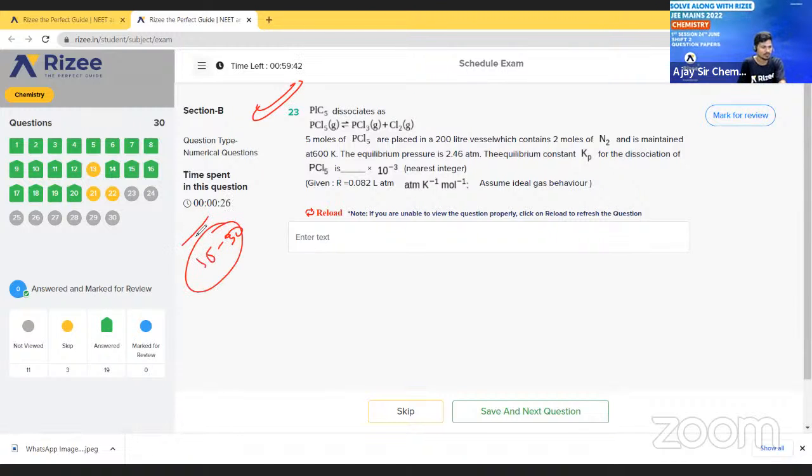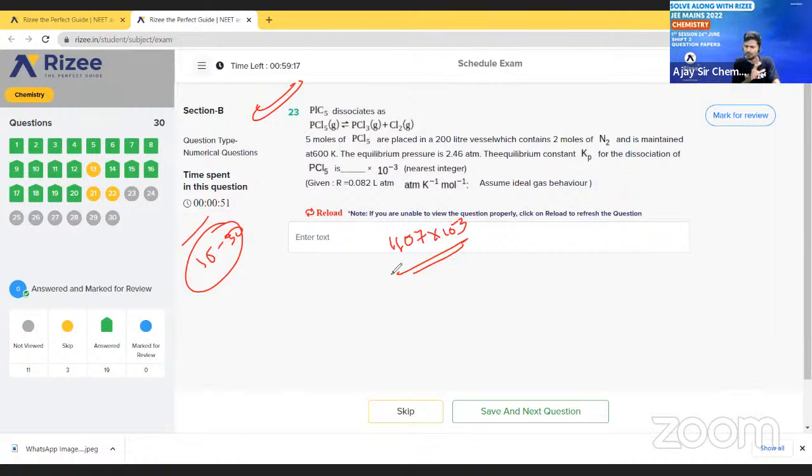For this we have to find the degree of dissociation, we have to find the alpha values, and there is a lot of process. You will get 3 to 4 pages. Do you know what answer we will get here? 1107 into 10 to the power of minus 3.